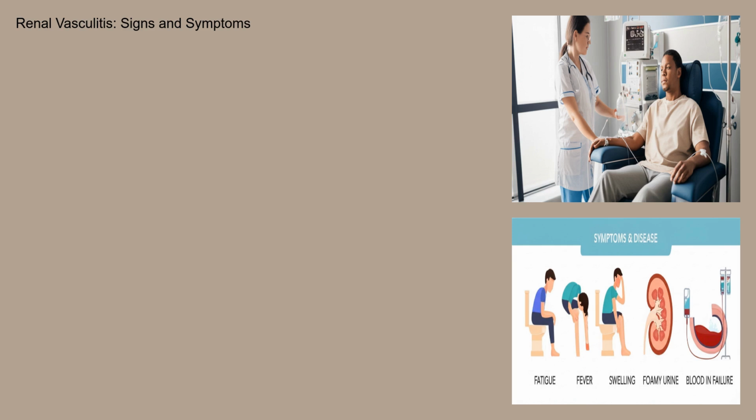The signs and symptoms of renal vasculitis can be varied and depend on the severity and extent of the disease. Early symptoms may be subtle and nonspecific, such as fatigue, fever, weight loss, and muscle aches. As the disease progresses, kidney-specific symptoms may appear, including swelling in the legs and ankles, high blood pressure, blood in the urine, foamy urine indicating protein loss, and decreased urine output. In severe cases, rapid kidney failure can occur, leading to the need for dialysis.